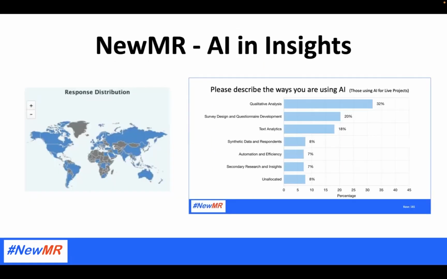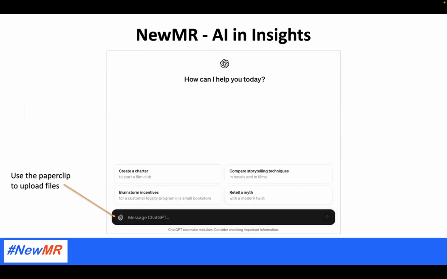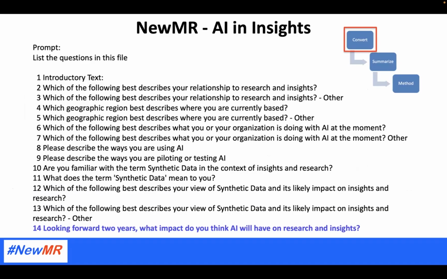So this is from a study that Nuamar ran on insights earlier this year. How are people using artificial intelligence? I uploaded my data set by clicking on the paperclip, and that brings the data up into ChatGPT. And I've highlighted here one of the questions in that study. Looking forward 2 years, what impact do you think AI will have on research and insights? And that was an open-ended question, so it's very amenable to qualitative analysis.